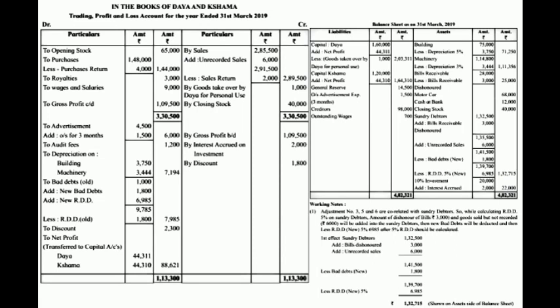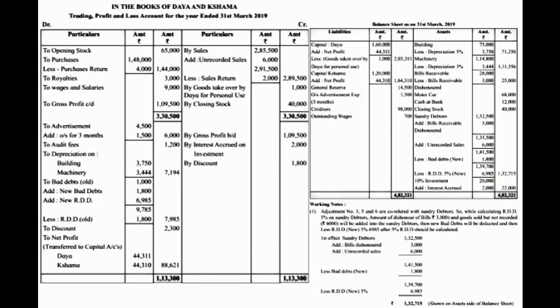Now this is an adjustment, so we have to pass the second effect also for this depreciation of building as well as machinery. We can see the second effect on the profit and loss account debit side. To depreciation on building and machinery, we have written the amounts in the inner column, 3750 and 3444. The total depreciation comes to 7194. So we have the first effect on the asset side and the second effect on the profit and loss account debit side.